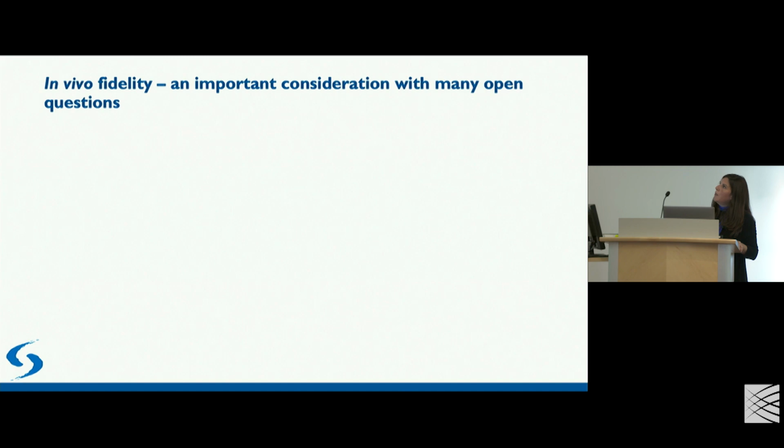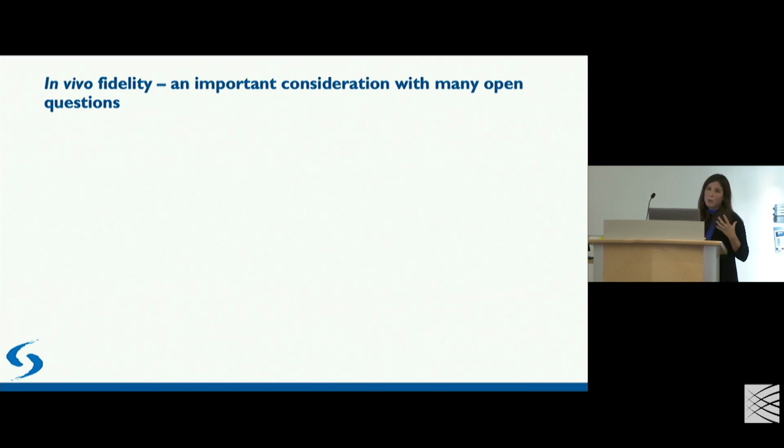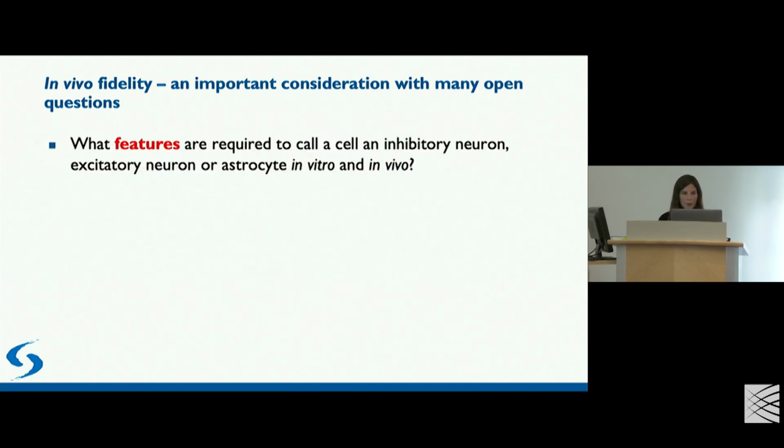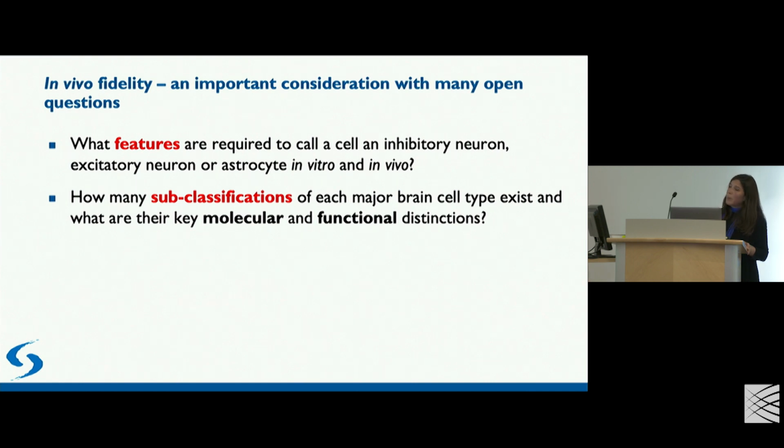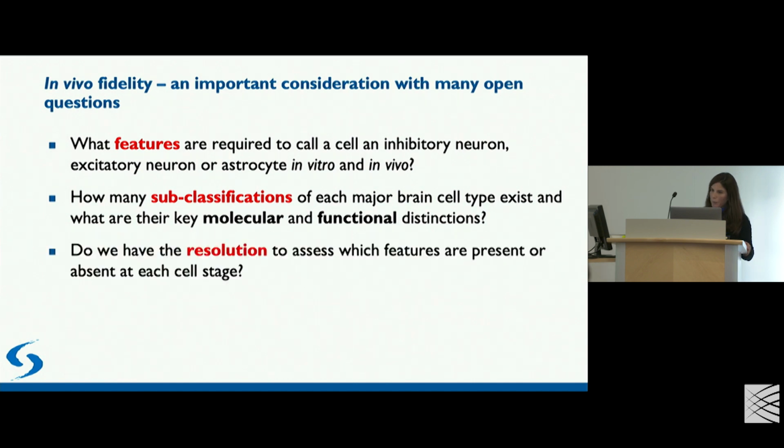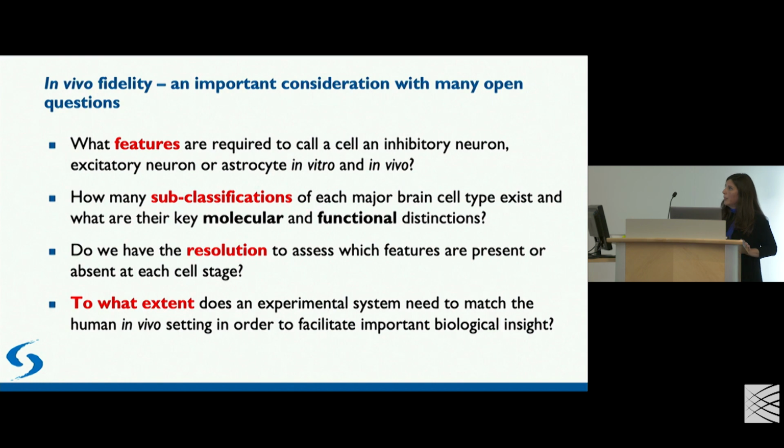While we're talking about this issue of in vivo fidelity, I want to make an important point that this is a very important aspect of the debate and consideration while designing studies, but it still has many open questions. And this is because there still are critical gaps in our knowledge of the human brain today. For example, do we know which features are required to call a cell an inhibitory neuron, an excitatory neuron, or an astrocyte, in vitro and in vivo? Moreover, how many subclassifications of each major brain cell type exist, and what are their key molecular and functional distinctions? And do we even have the resolution to assess which features are present or absent at each cell state? And most importantly, to what extent does an experimental system need to match the human in vivo setting in order to facilitate important biological insight?